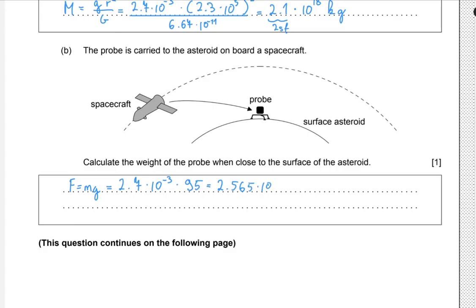2.565 times 10 to the minus 1. But again, we want to consider our significant figures. We only need two significant figures, so we can either write 2.6 times 10 to the minus 1 newtons, or 0.26 newtons also works in this case.